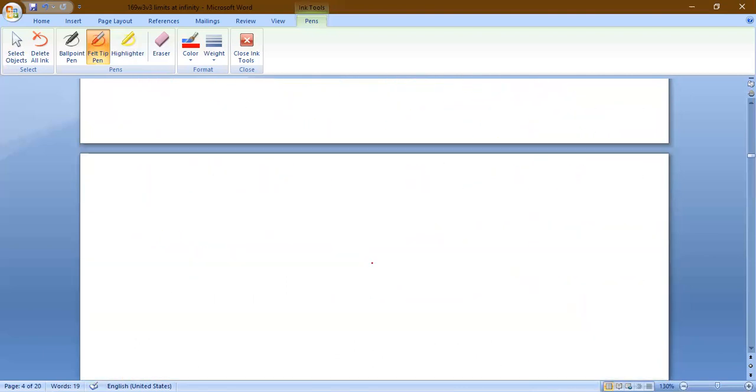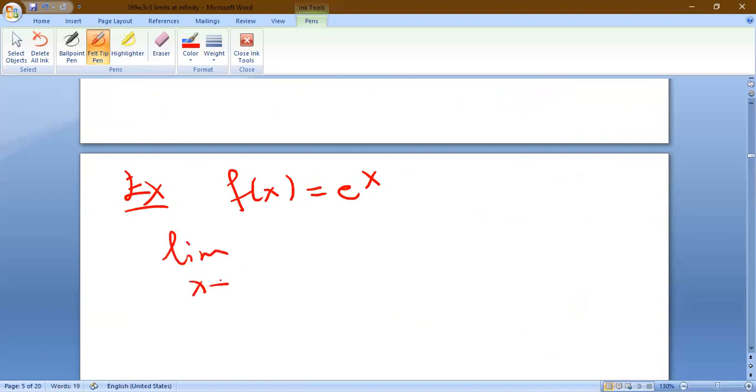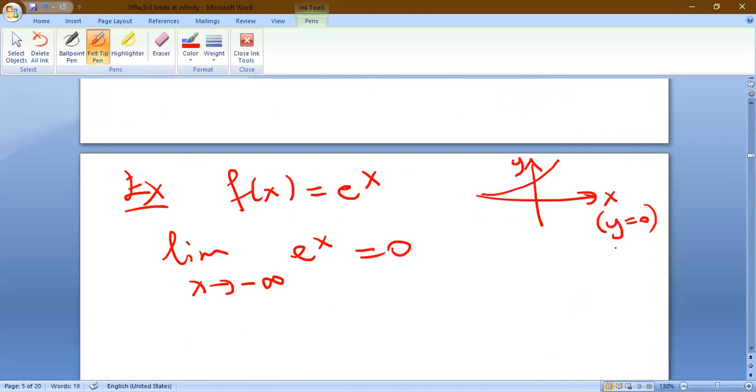Or you can think about this earlier example. Let's say f of x equals e to the x. We just said that the limit as x goes to minus infinity is 0. Remember the graph? The graph is something like this. This is y, this is x. This x axis is also the y equals 0 line. Okay, this y axis is x equals 0, because this is 0, 0 here.